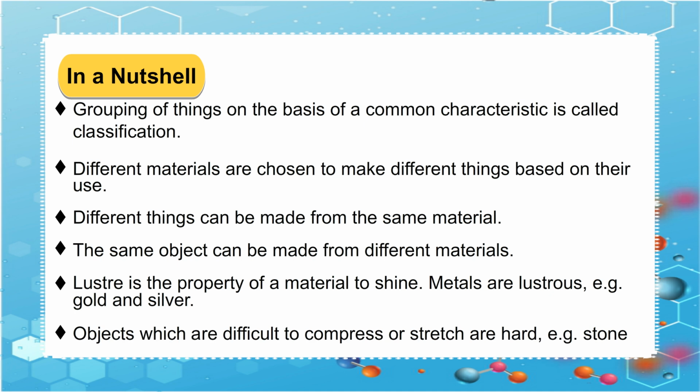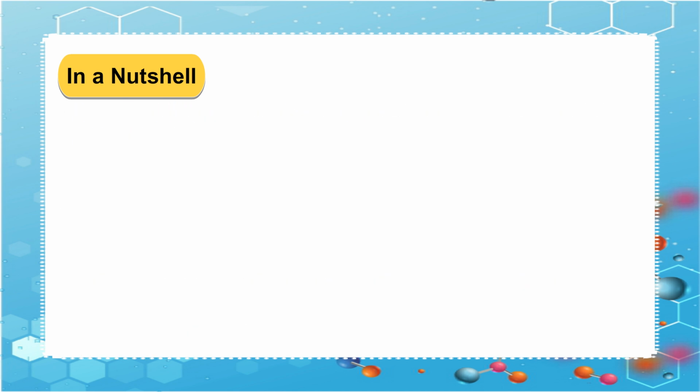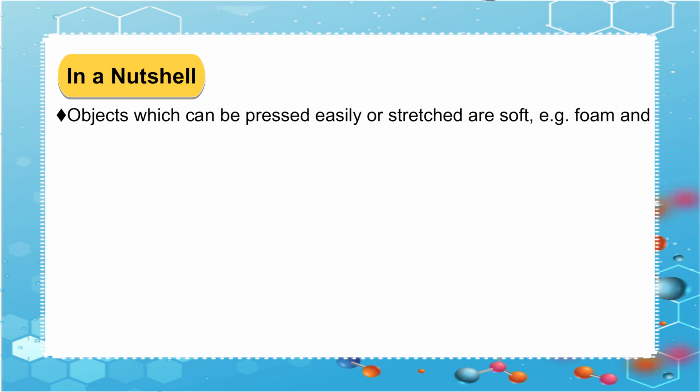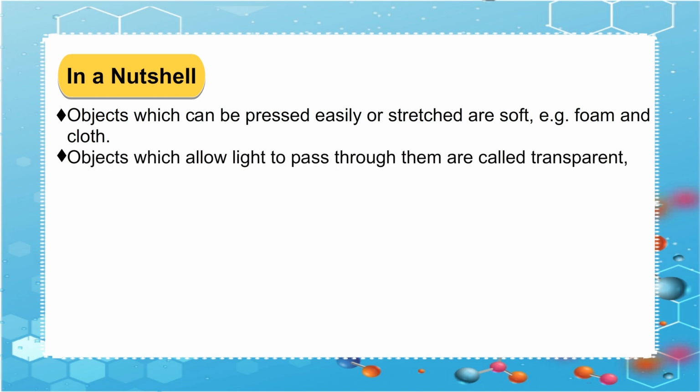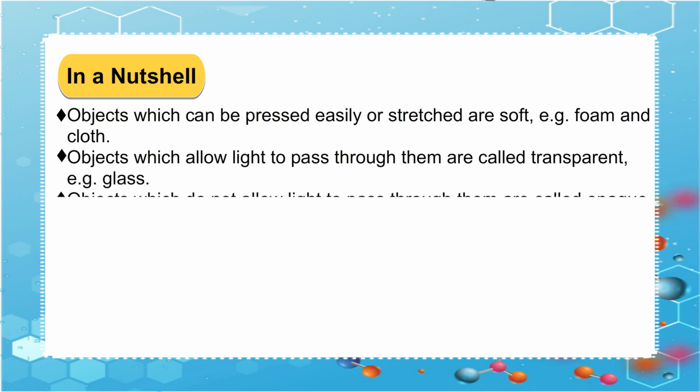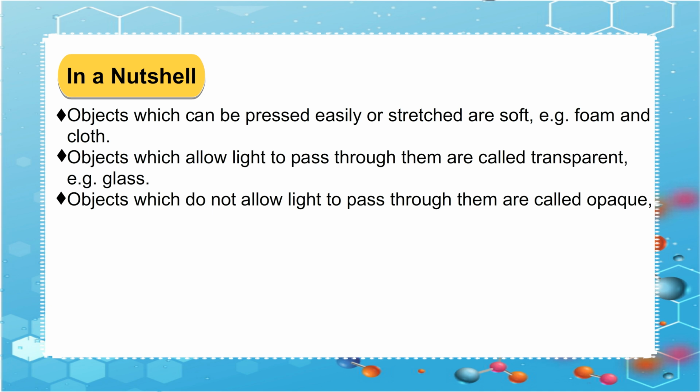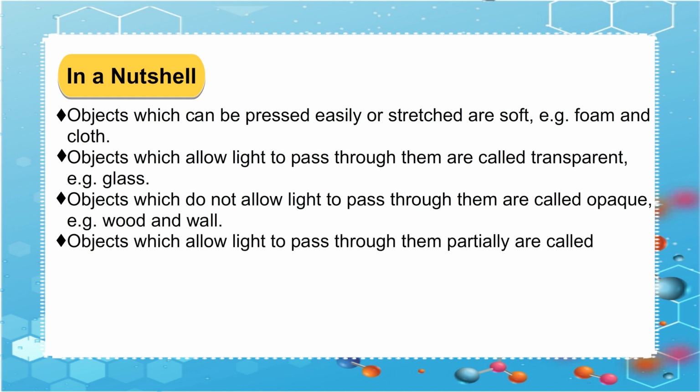Objects which are difficult to compress or stretch are hard, for example, stone and wood. Objects which can be pressed easily or stretched are soft, for example, foam and cloth. Objects which allow light to pass through them are called transparent, for example, glass. Objects which do not allow light to pass through them are called opaque, for example, wood and wall. Objects which allow light to pass through them partially are called translucent, for example, X-ray film.